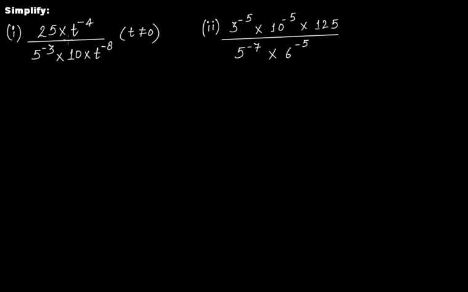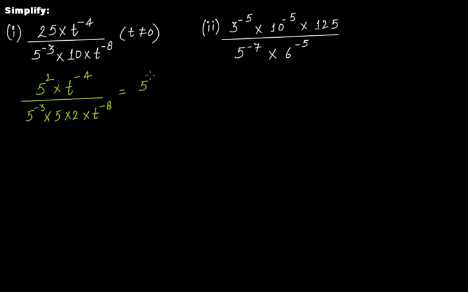This is 25 multiplied by t raised to the power of minus 4 divided by 5 raised to the power of minus 3 multiplied by 10 multiplied by t raised to the power of minus 8, where t is not equal to 0. Now this is 25, right? So 5 raised to the power of 2 multiplied by t raised to the power of minus 4, divided by 5 raised to the power of minus 3 multiplied by, this 10 can be written as 5 multiplied by 2, right? And then t raised to the power of minus 8.